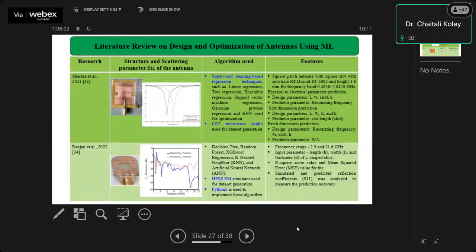As I told, they utilized different parameters to get a lot of data. Different algorithms they used include linear regression, tree regression, ensemble regression, support vector machine regression, Gaussian process regression, and ANN-based optimization. For this they used MATLAB, and the particular antennas were fabricated and compared with the simulated results.